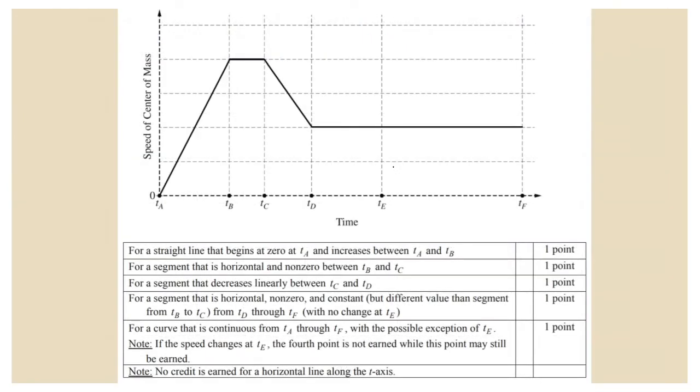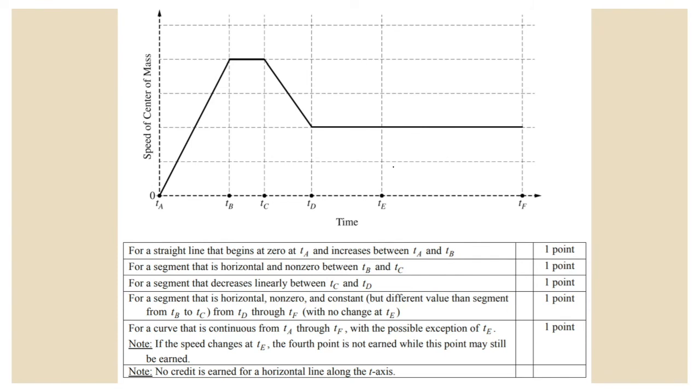All right, looking at the scoring guide here, there were a lot of parts in this graph. Notice there are 5 points here. First point is for a straight line that begins at 0 at TA and increases between TA and TB. Piece of cake. Increases. That's it. Notice it doesn't even say how it increases. It just says it increases. That's super generous. You drew an exponential growth curve. That's dead wrong. They said the force is constant. They're still giving you the point.